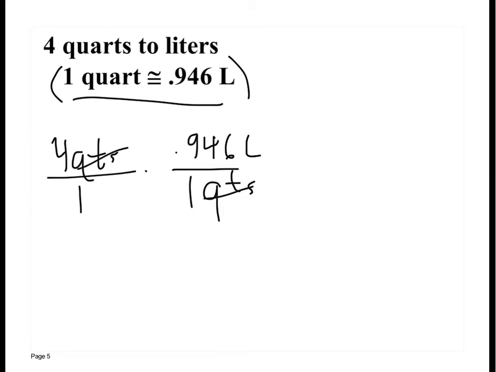I get rid of quarts because quarts cancel out. I'm left with what? Liters. Is that what I'm trying to find? Yes. So now I take 4 times 0.946, which is 3.784.